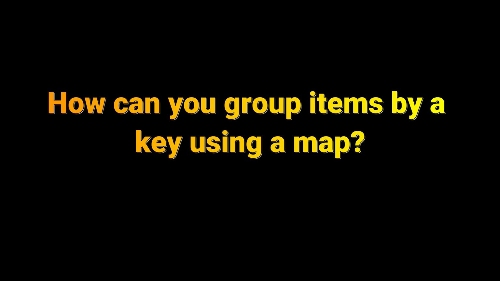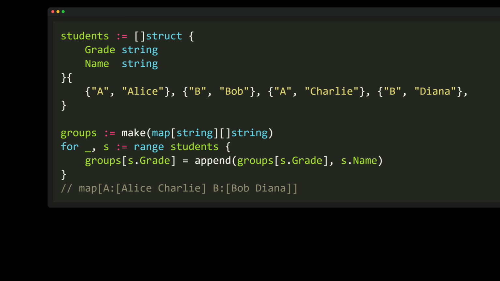Question: how can you group items by a key using a map? To group items by a key, use a map where the key is your grouping category and the value is a slice of items. Loop through your data, and for each item, append it to the slice that matches its key. When you see a new key for the first time, the map returns an empty slice, so appending works right away. This creates groups of all items that share the same key.